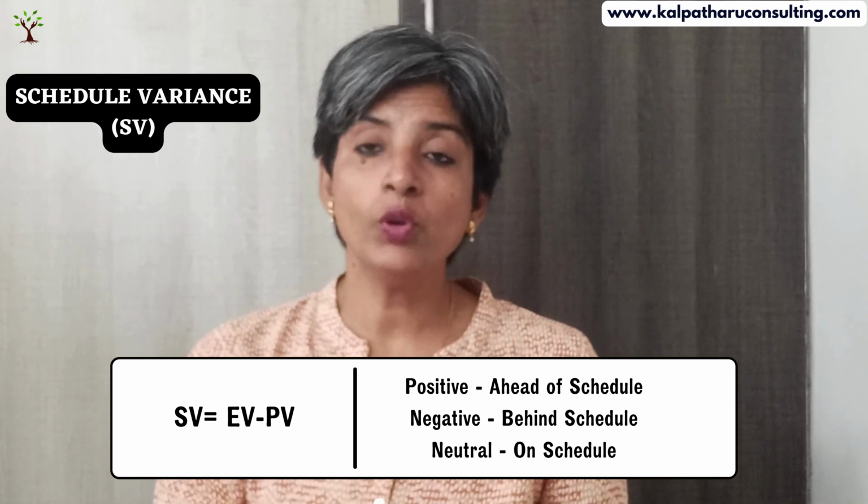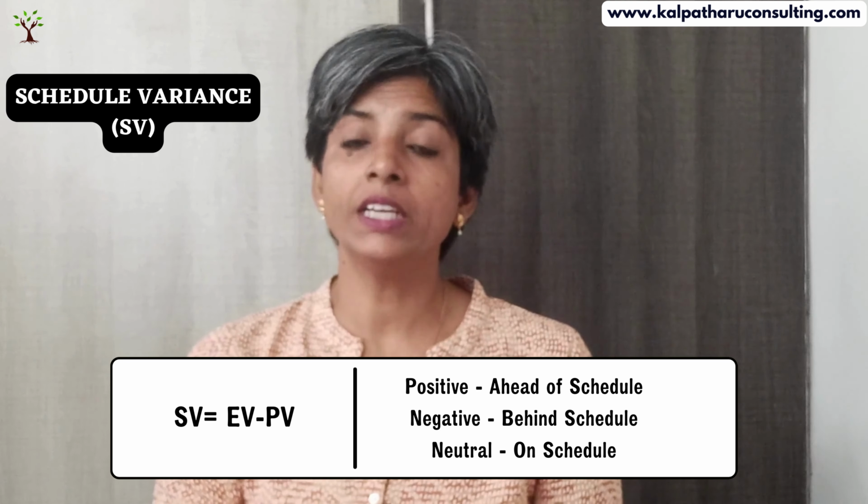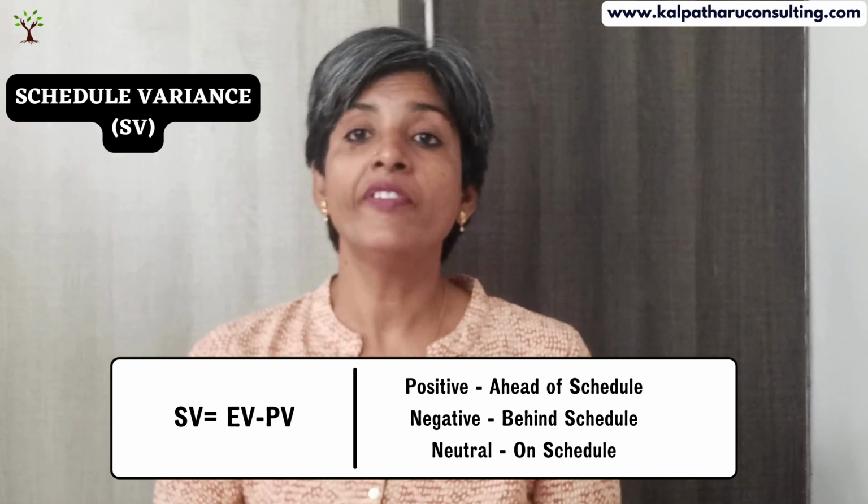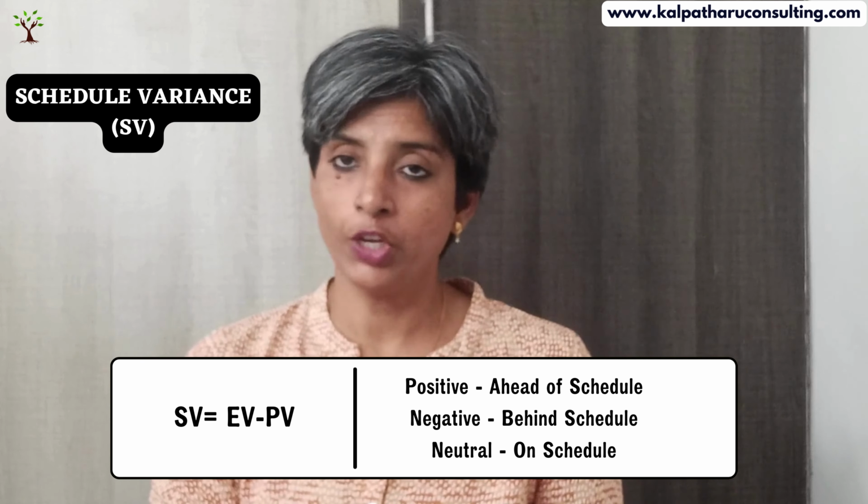Got it? In schedule variance, if it is positive, it is ahead of schedule. If it is negative, you are behind schedule. If it is neutral, it is on schedule.